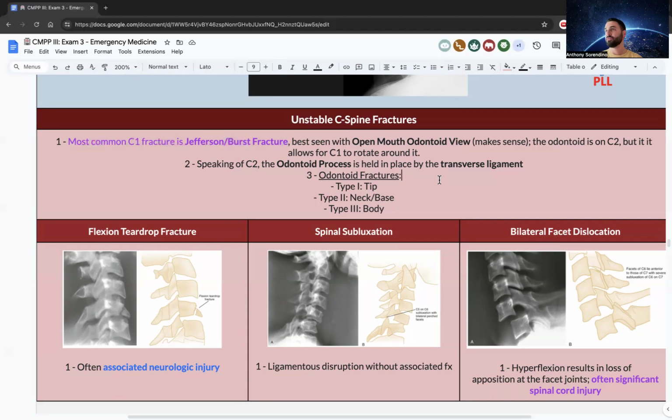That's what allows C1 and C2 to do this, because C0 and C1 does this, and then C1 I'm rotating around my odontoid process. This is C1 and C2. So opening my mouth allows me to see C2 and allows me to see the odontoid.